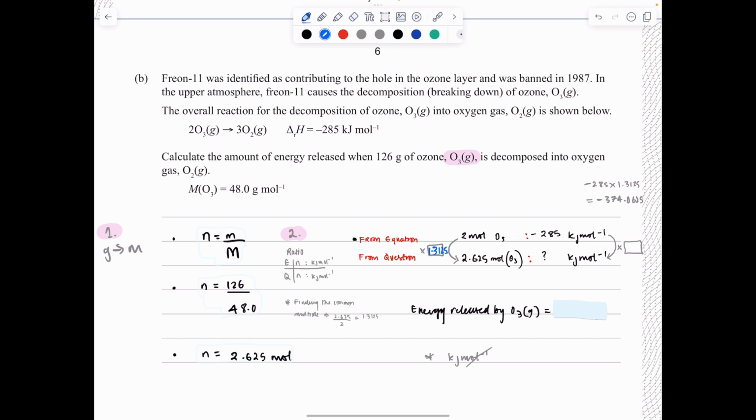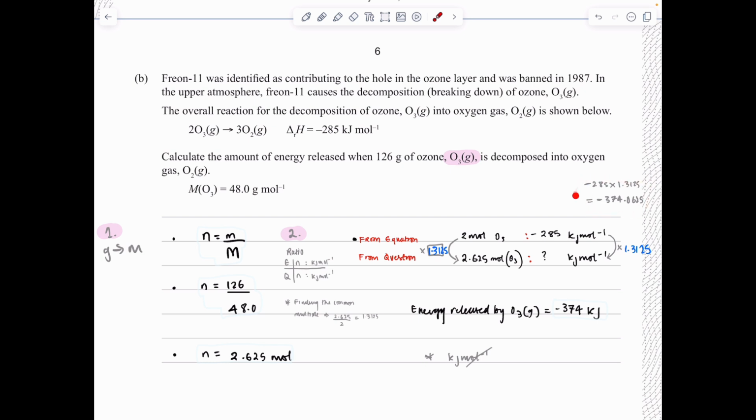So whatever I do on this side of the equation, I get to do it on the other side of this ratio equation. So the common multiplier, as we just found out, is 1.3125. And so when I am multiplying negative 285 by 1.3125, what am I going to get? Well, I'm going to get negative 374 kilojoules, okay?